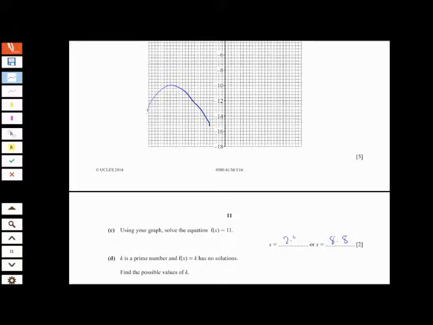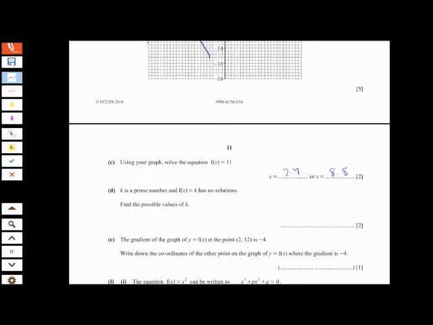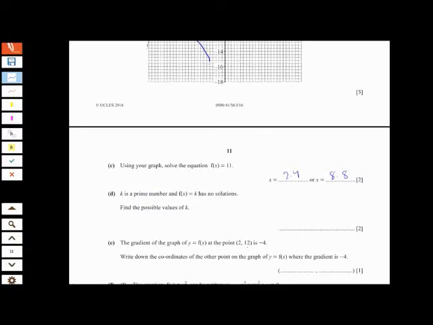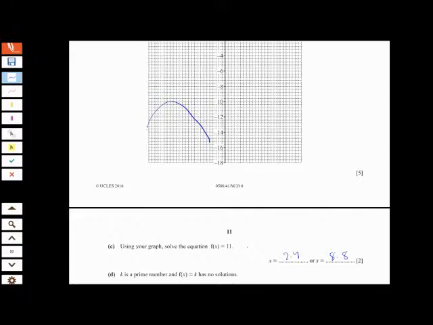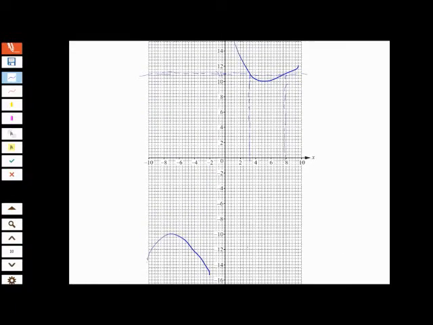And question D, k is a prime number and fx equals k has no solutions. Find the possible values of k. Now we do know that the prime numbers are 2, 3, 5, 7, 11, etc. So you go to where the graph is and ask yourself, when you draw a line, where would you get no solution? If you draw a line here, there is no solution because this line does not intersect the graph. So that's what they mean by that.